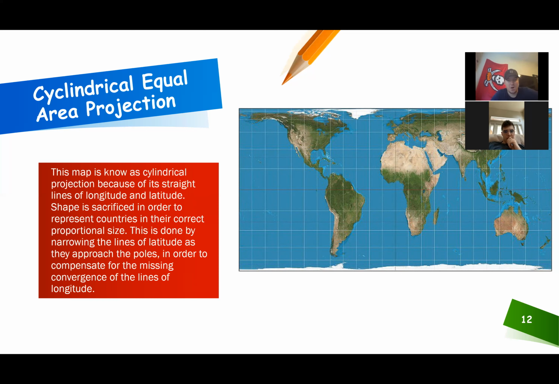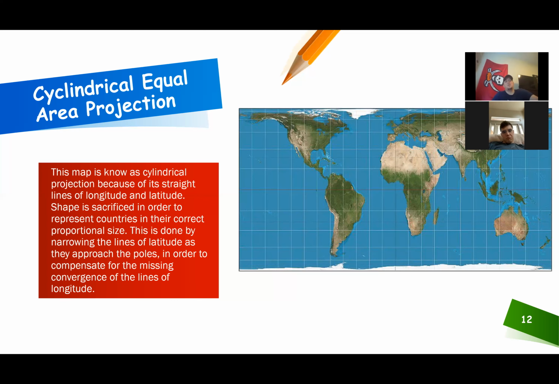It's obviously got its problems, like it's making things a little wider than they should. Like Alaska, I don't believe extends that far. Antarctica looks like a ridiculous landmass right there, when in reality it's not quite that. It's also very similar to the ones we've seen before, but I believe the difference in this one pertains to how the poles are represented in terms of width.